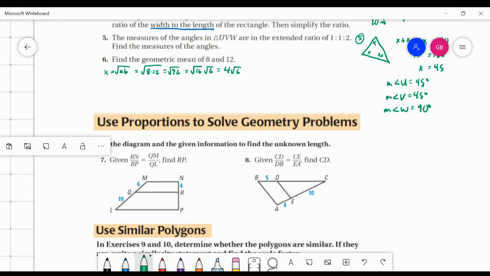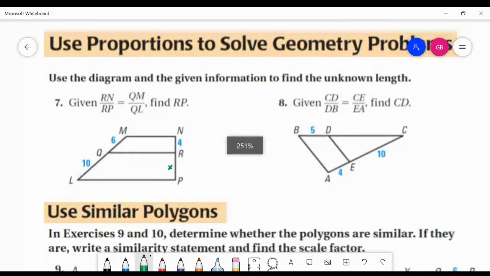Okay. Use the diagram and the given information to find the unknown lengths. So given RN over RP is equal to QM over QL, find RP. So RP, we don't know what it is. I'm going to call it x. Okay, so I'm going to use this formula. RN is 4, RP is x, QM is 6, and QL is 10.